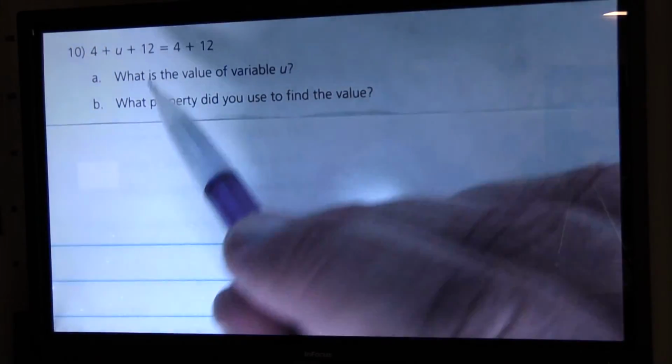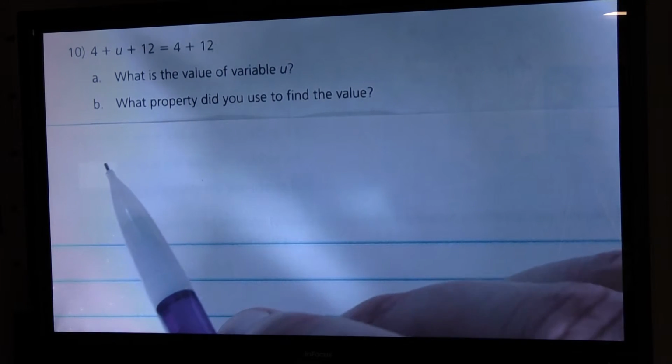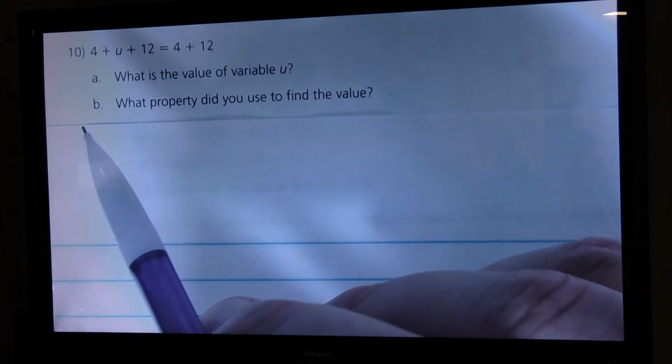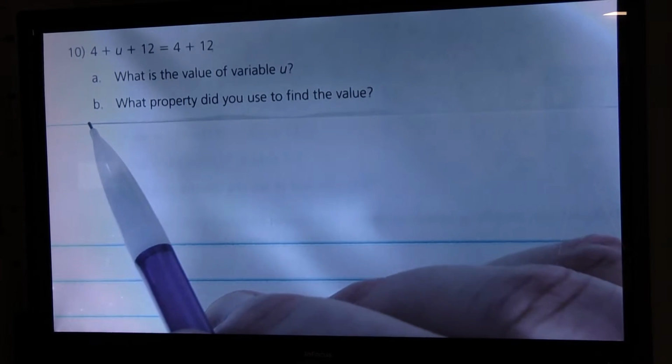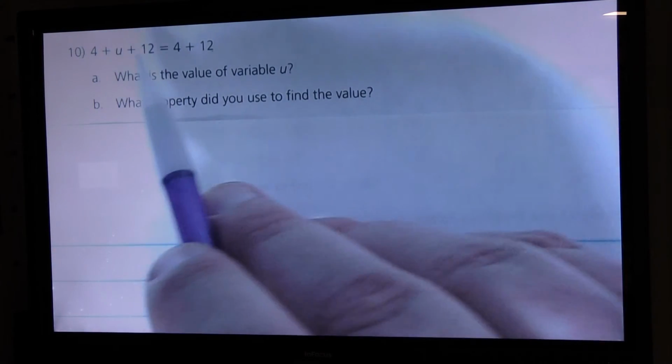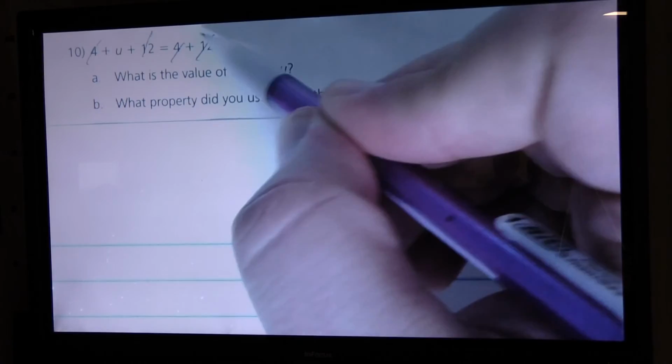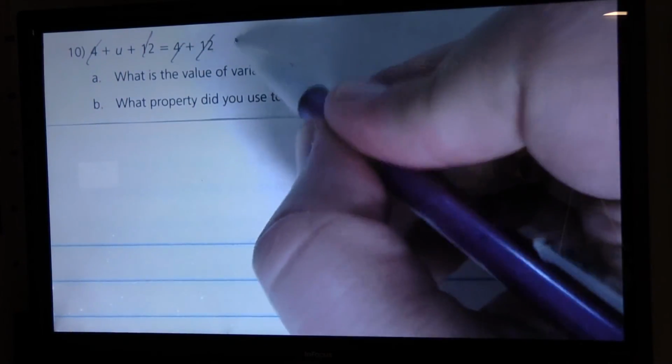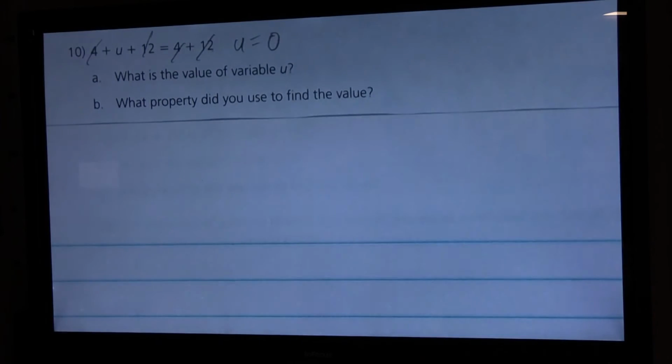What I'm going to do in this situation, because this is very, very quick, I notice right off that I have like terms here and here that can cancel each other out. If I want to find out the value of u, all I have to do is scratch out that 4, that 12, and u is left, and there's nothing left over here. So that would be like saying u is equal to 0. That's how I would solve that problem. Now, the property of addition here would be the identity property. That's what we have because the value of the variable is 0. So that's how I would have solved that one.